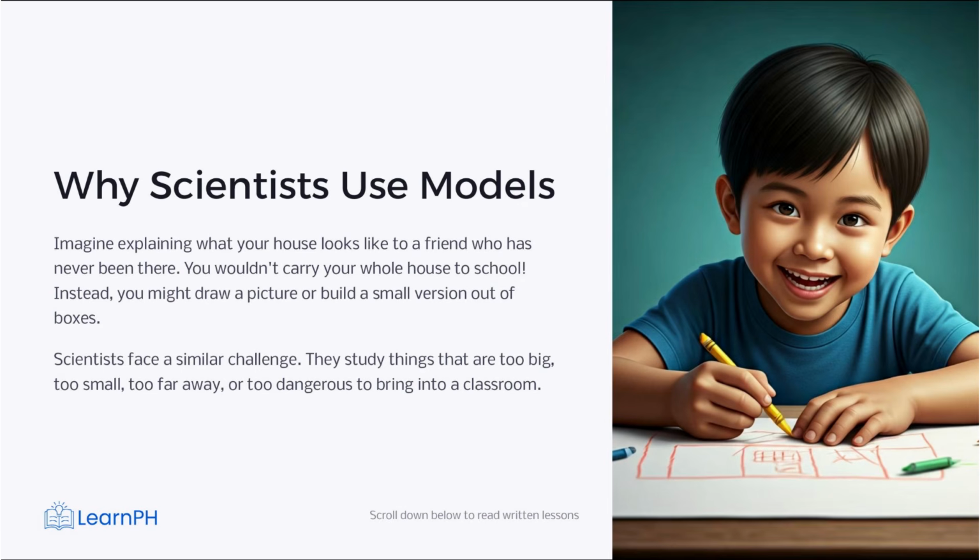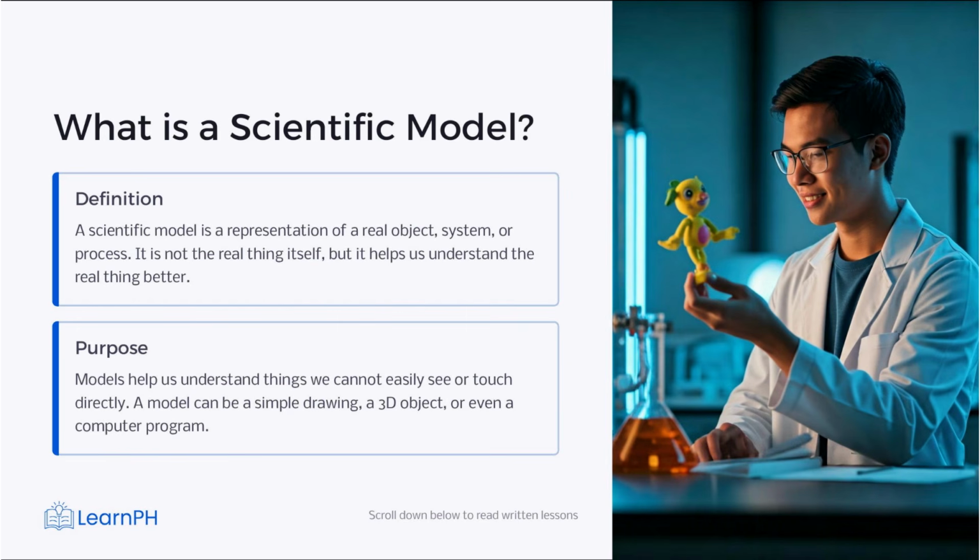Scientists use models to simplify complex realities. Just as you might sketch your house to explain it, scientists create models to study phenomena that are too vast, minute, distant, or hazardous. These models allow for exploration and understanding without the need for direct interaction with the actual subject. A scientific model is a representation of a real object, system, or process.